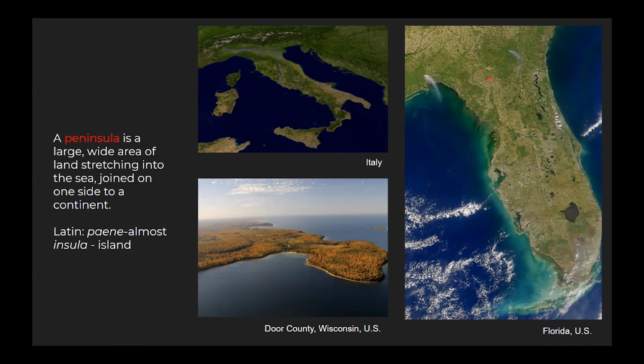piece of land. And peninsulas can be enormous, like the ones you're looking at here, or they can be a lot smaller. Here's a little bit of a smaller one. This is in Door County, Wisconsin. They can be small enough to just house a single home or a lighthouse. We see those throughout the fjords in Norway sometimes.